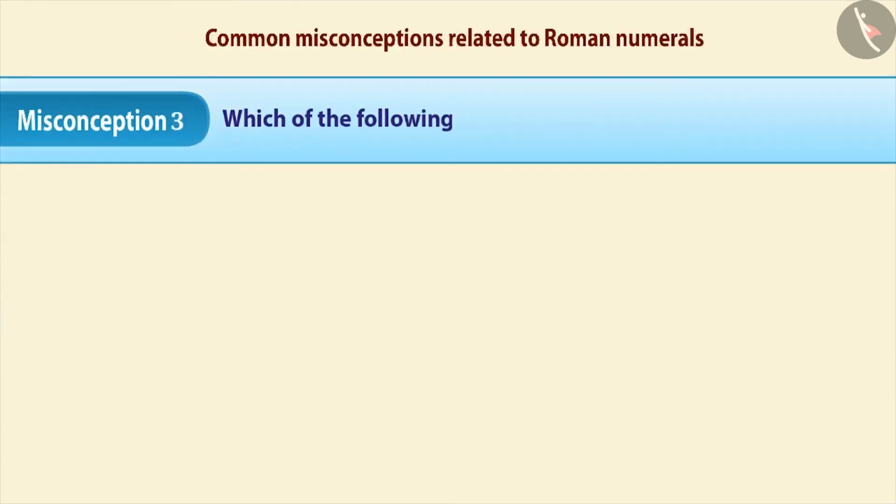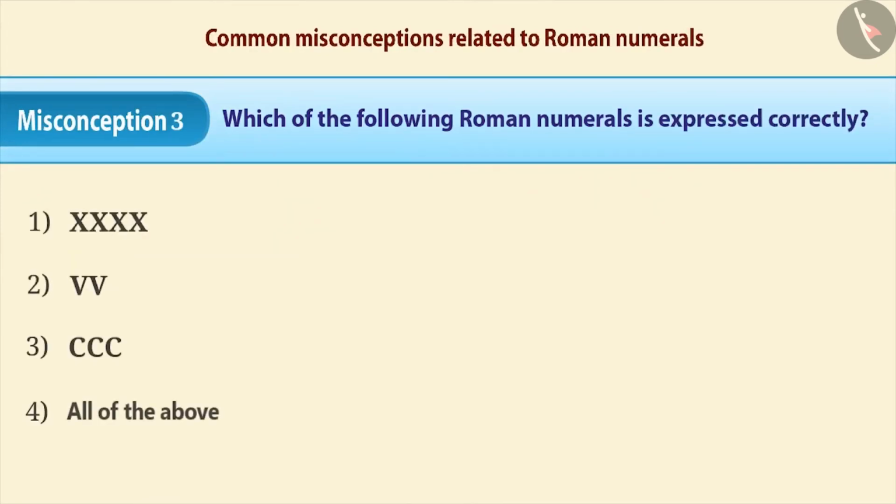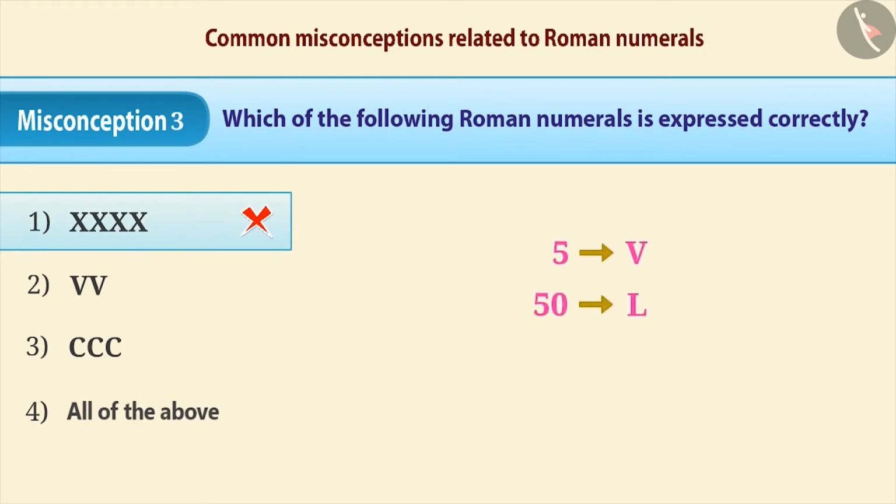Misconception 3. Which of the following Roman numerals is expressed correctly? In option 1, the symbol of 10 is repeated 4 times, although no Roman symbol is repeated more than 3 times. Due to lack of this understanding, option 1 is considered as the correct answer, although it is an incorrect answer. Similarly, due to lack of understanding about the fact that symbols of 5, 50 and 500 are never repeated, option 2 is considered as correct. But this is also an incorrect answer.